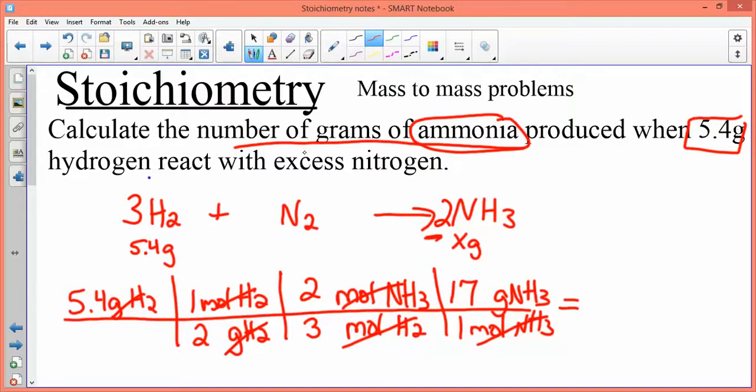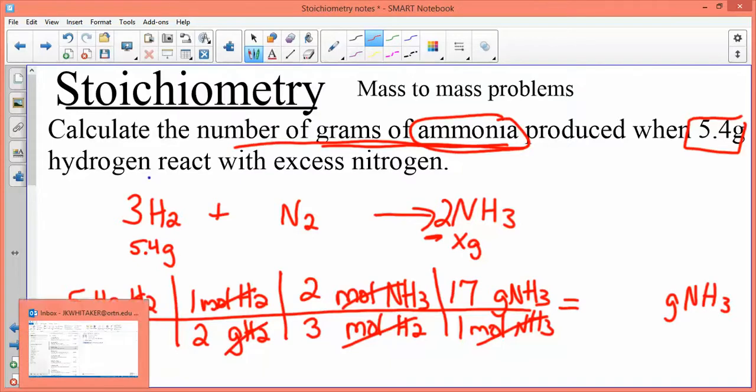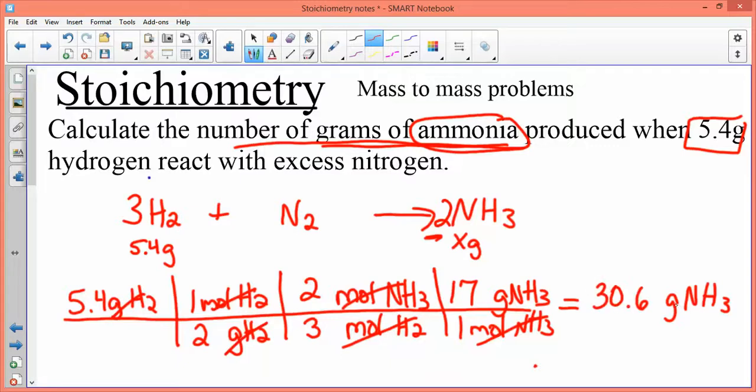So now we just do the math. I would say, let me get my calculator, 5.4 times 2 times 17 equals, divided by 2 equals, divided by 3 equals. And the answer is 30.6 grams. If I start with 5.4 grams of hydrogen, I will end up with 30.6 grams of ammonia.